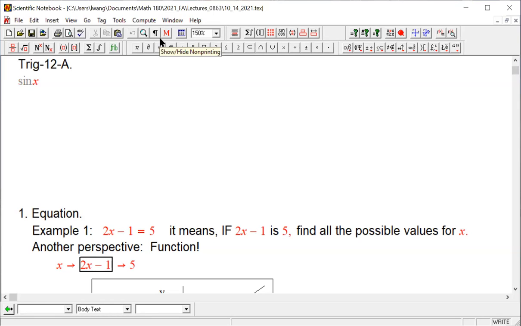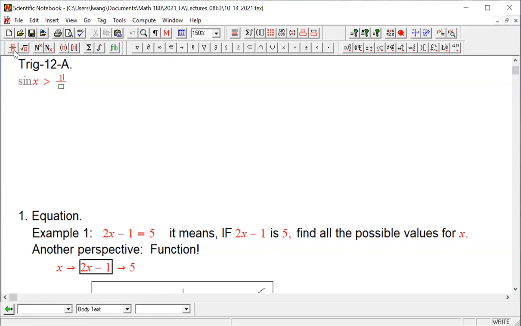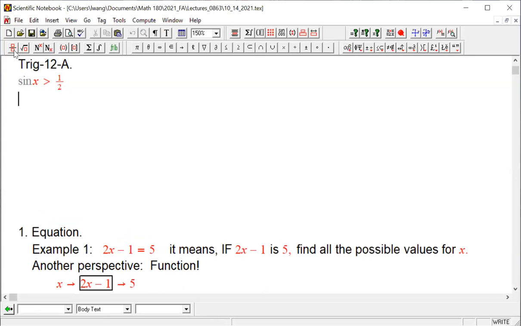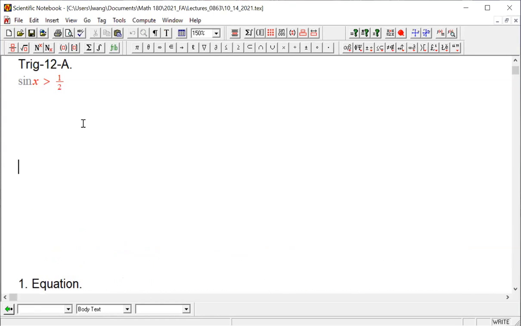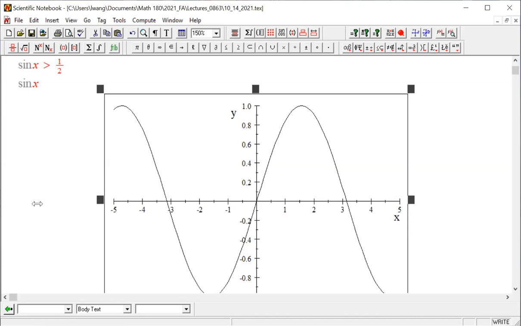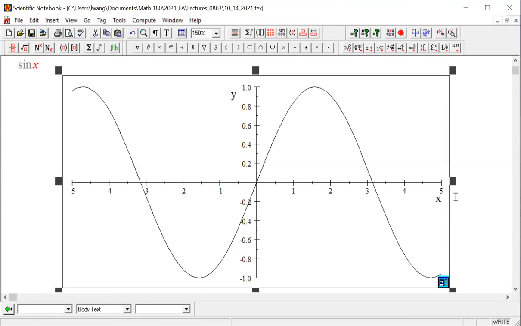So sine x, the first one, I'm picking the first one, larger than half. How do we solve this? No mistake about it. The sine refers to the sine with all real numbers as domain. Okay, you never have to have a question about that. So we know that curve, right?